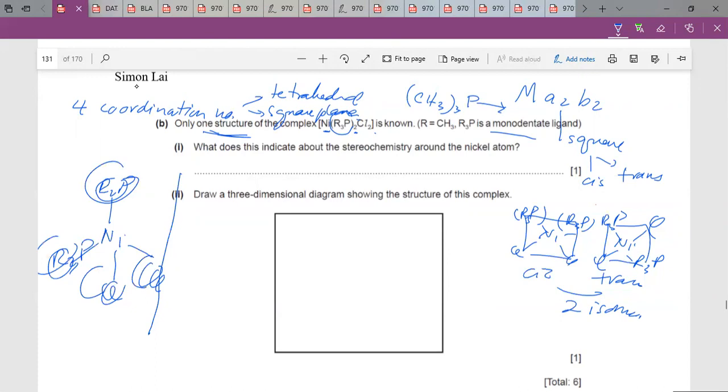So draw a 3-dimensional to show it easily. Nickel here. Remember, draw the straight line first, and then the one coming out here, and then the one going behind. You can put R3P here, R3P here, and of course Cl here. Right, okay, let's look at the marking scheme.